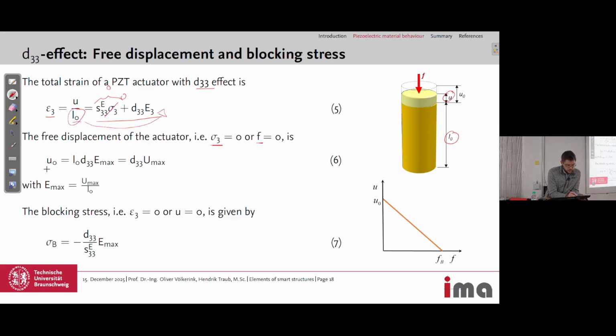then we get this equation for U0, which is the free displacement, which is then L0, the initial length, times D33 times the maximum field. And with Emax being Umax divided by L0, we can simplify it to D33, which is a characteristic value of the piezoceramic, times the maximum voltage we can apply. And with this equation, we can then calculate the free displacement we can achieve.